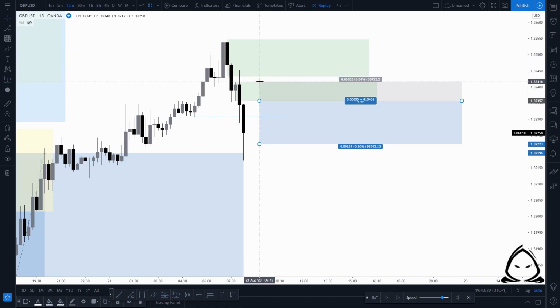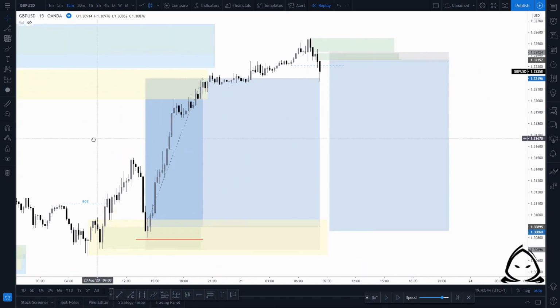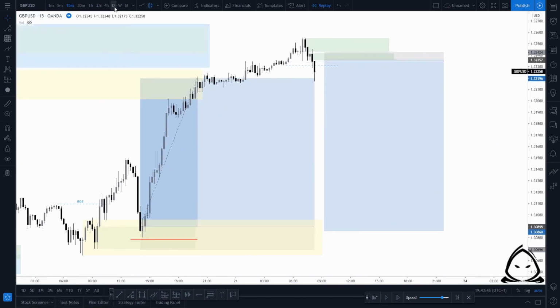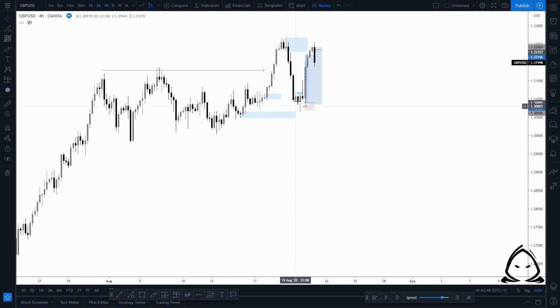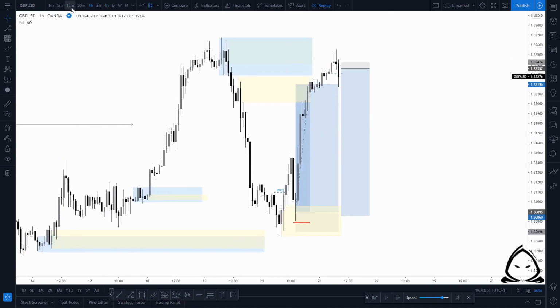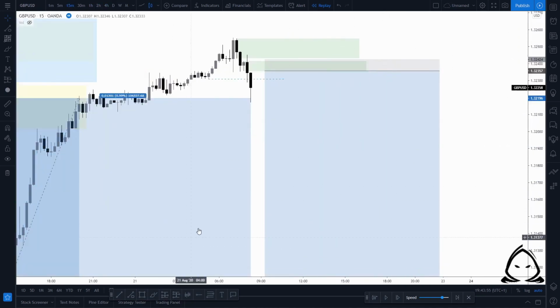So I'm going to put an entry here as we've broken structure and we're starting to see a clear decline in price. And we'll add 1 pip to the stop loss for spreads and basically look to trade this back down into our overall 4-hour order block that we're seeing. So we'll play price forward and see if we get into the trade.